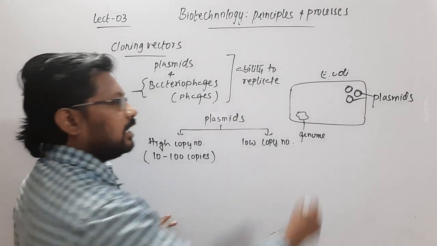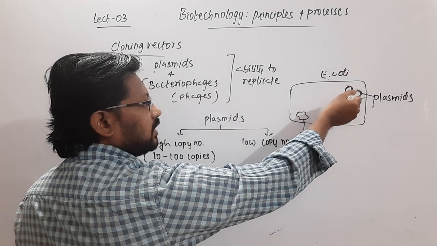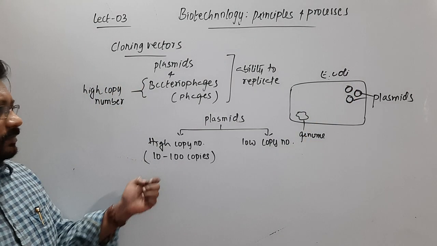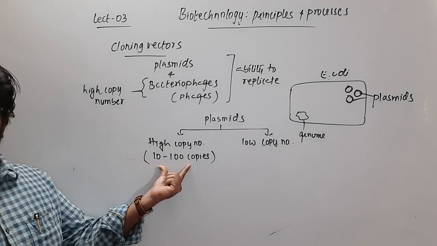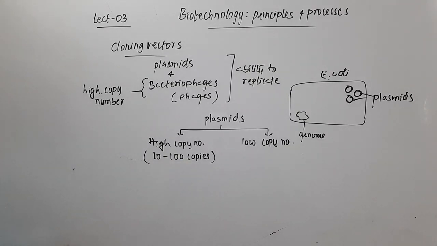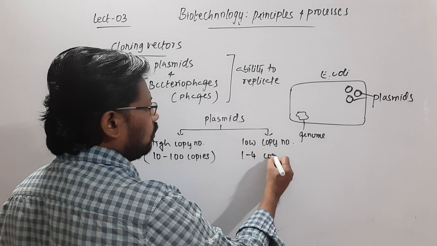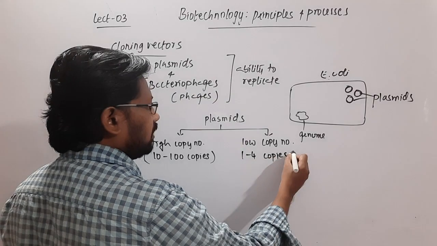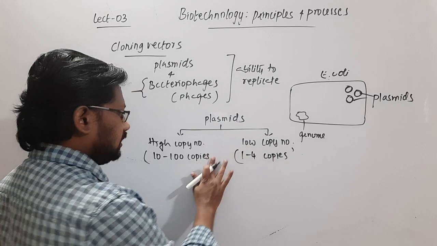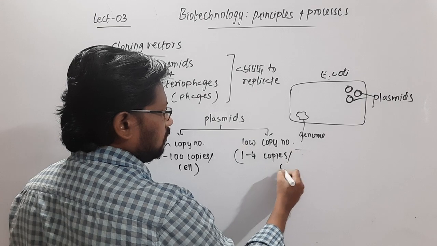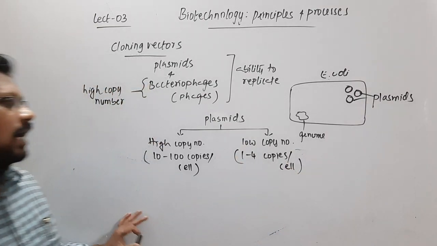Okay, and they are able to replicate, and you can see here they are present in 3 numbers. And here, if I say the plasmids range from 10 to 100 copies, then I can say they are high copy number plasmids. And coming to the low copy number, it may be only 1 to 4 copies per cell, so I'll say copies per cell, 1 to 4 copies per cell here. Okay, so high copy number and low.